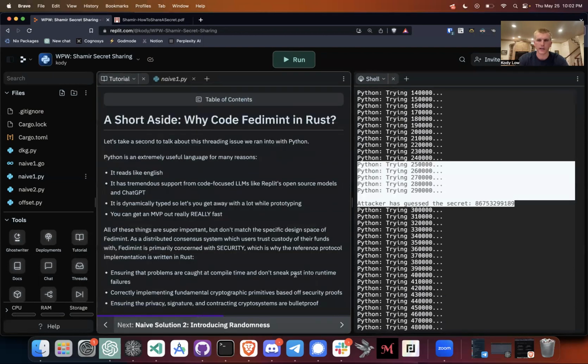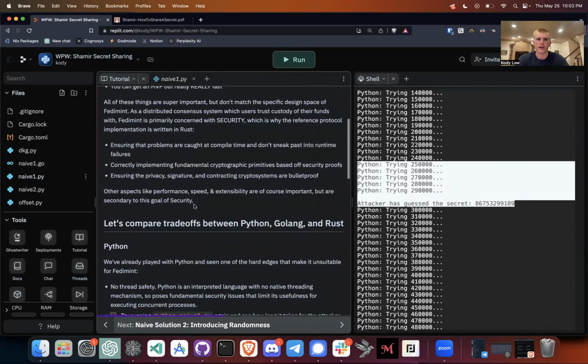Let's take a short aside of why Fedimint is written in Rust, right? Why don't we write the whole thing in Python? Python's an extremely useful language, reads like English, you can get an MVP out really easily, yada, yada, right? All these things are important. When you're working on Fedimint development, this is a distributed consensus system which users trust custody of their funds with, right? The primary concern of Fedimint is security.